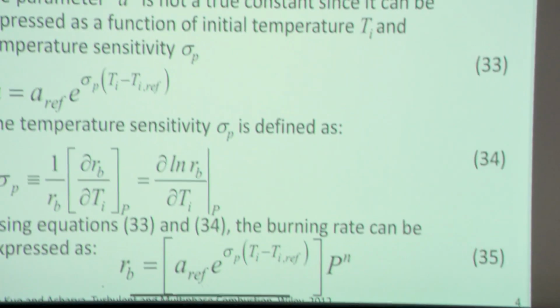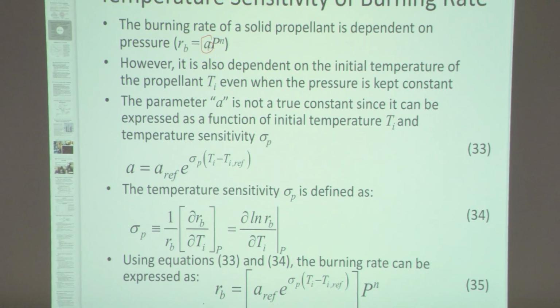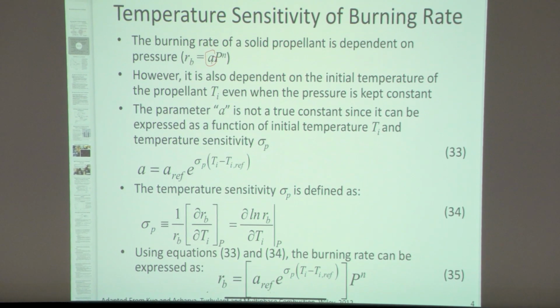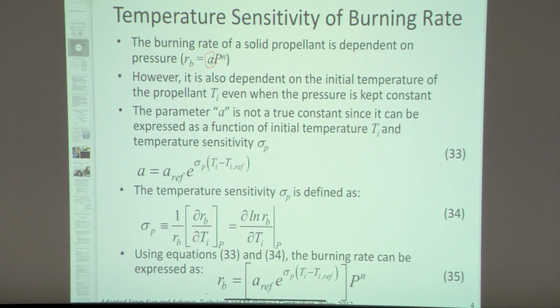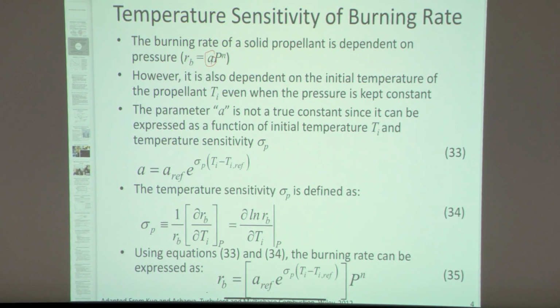So as I note here, the parameter A is not a true constant since it can be expressed as a function of the initial temperature T sub I and the temperature sensitivity sigma sub P. Again, this is an empirical fashion I'm showing you here. I'm representing A as some reference value of A times the exponential of this parameter called the temperature sensitivity times the difference between T sub I and a reference temperature for which I have the reference value of A.